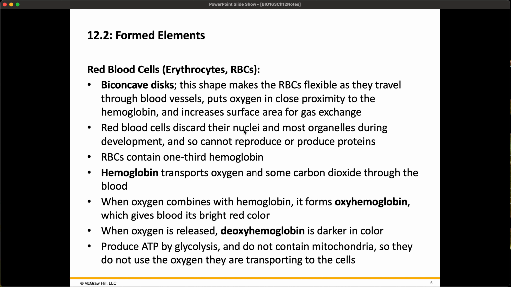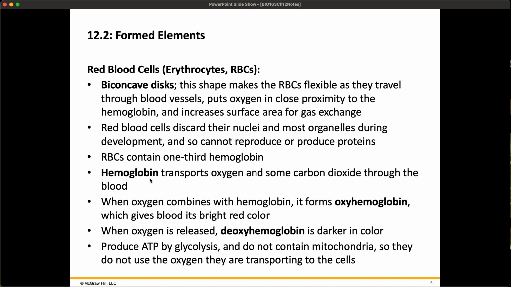Red blood cells don't have a nucleus. They get rid of their nuclei. They really don't have many things in their cell except for hemoglobin. You can see a red blood cell is 1/3 hemoglobin. That's a lot. 30% of its contents are hemoglobin. And hemoglobin is what's necessary for transporting oxygen and a little bit of carbon dioxide.